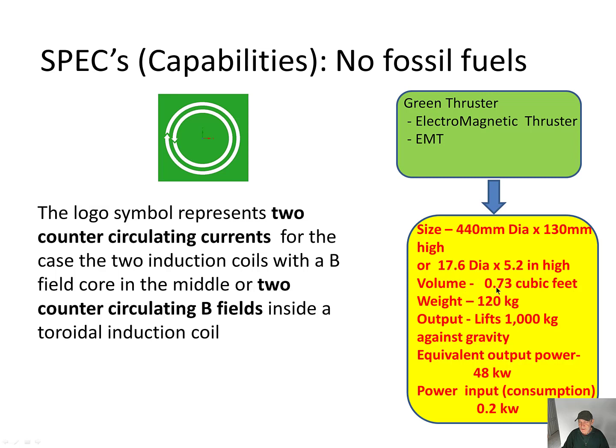The volume is 0.73 cubic feet. The weight is 120 kilograms. The output lifts 1,000 kilograms against gravity and is equivalent to an output power of 48 kilowatts. Power input consumption is 0.2 kilowatts. And this is the end.